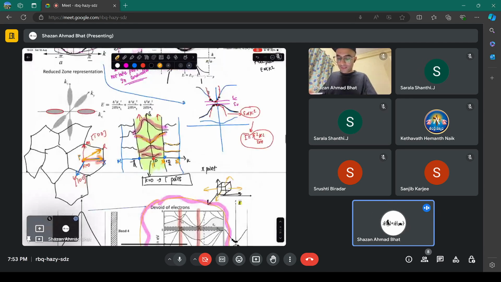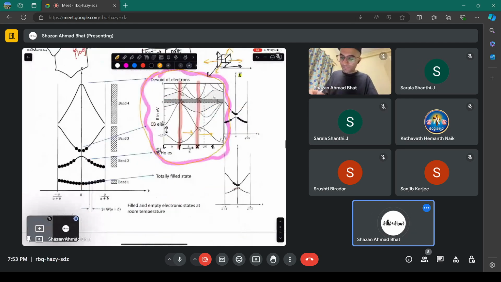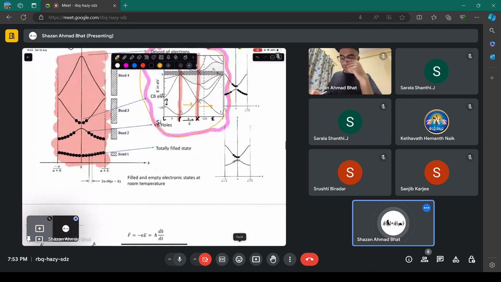So this is the reduced zone, first Brillouin zone. What happens when you consider these particular states? These are inner electrons, these are filled, and they don't play a part in conduction. These are totally filled states, and these are mostly inner s orbitals of silicon.